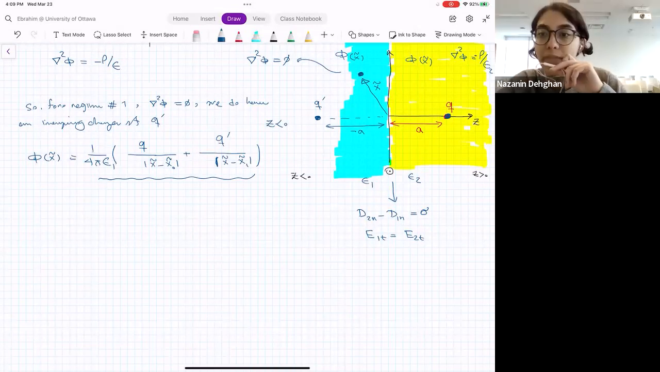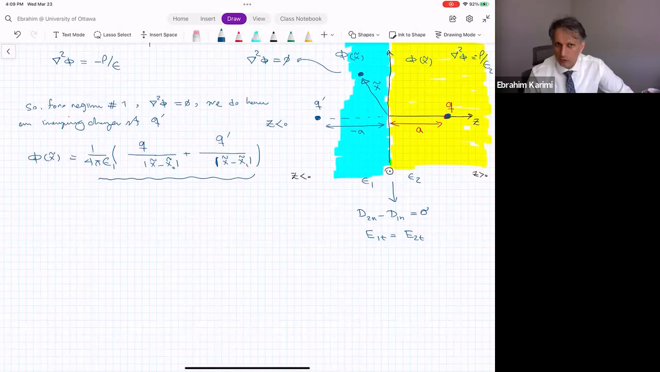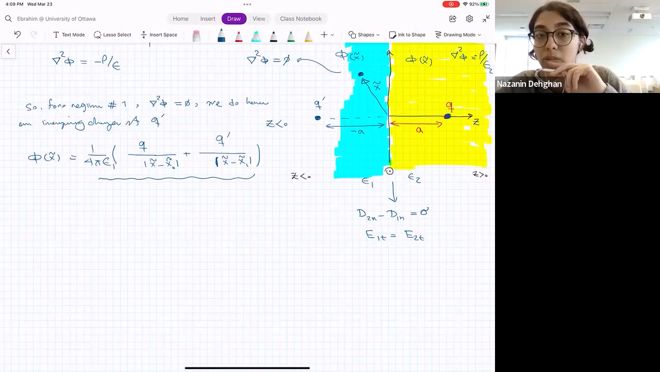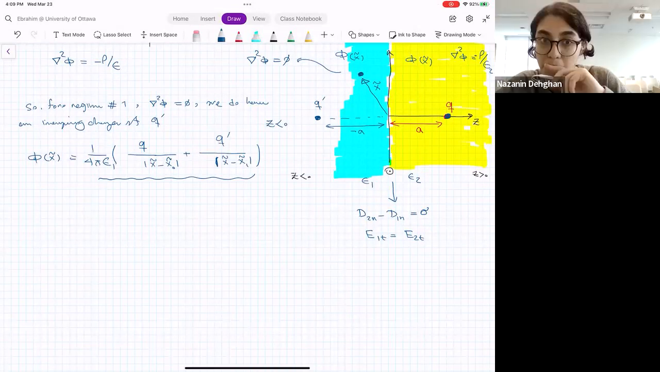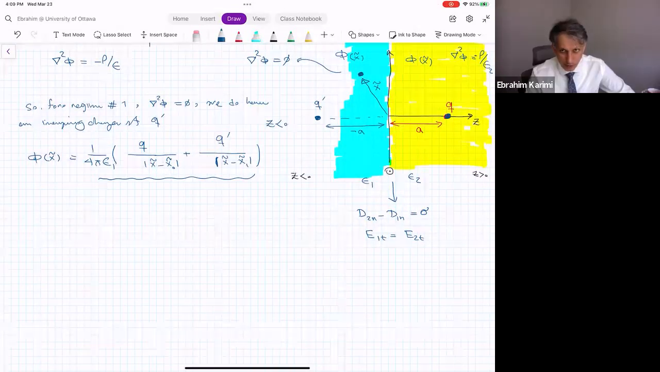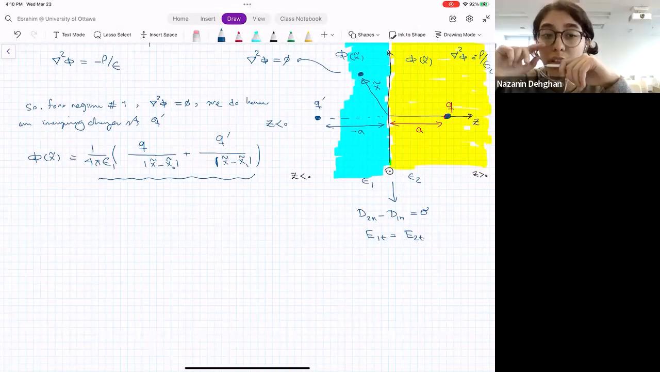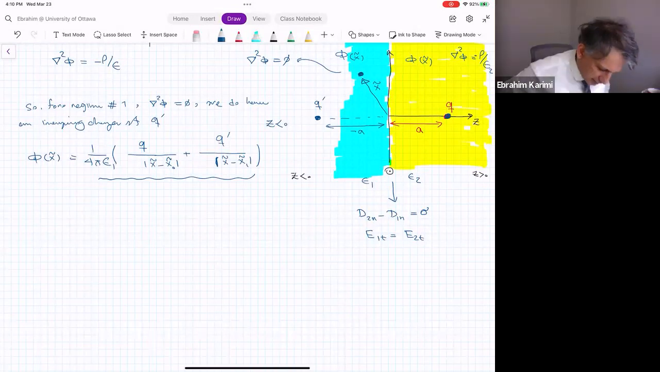Sorry, this is the potential everywhere, right? No, for z smaller than 0. Okay. I'm expecting 2 different regimes. One is z greater than 0. The other regime is z smaller than 0. And you're putting epsilon 1 for both of them when we are only looking at z less than 0? Oh, let's go with this.